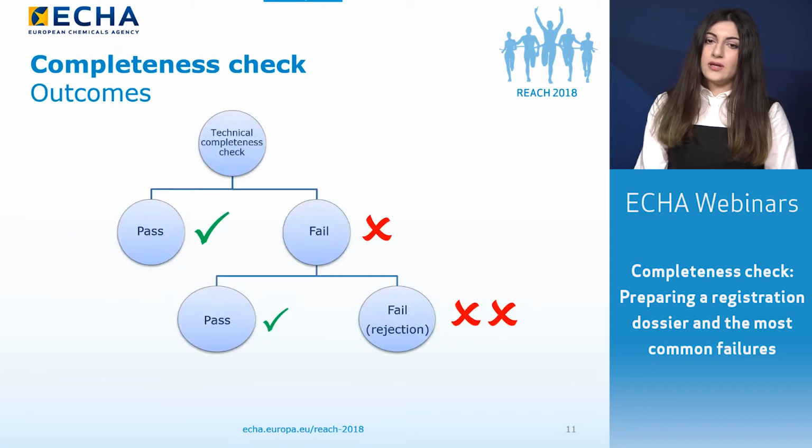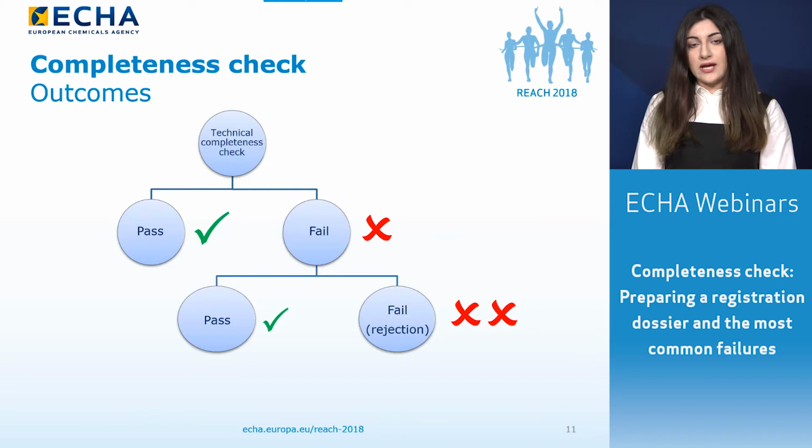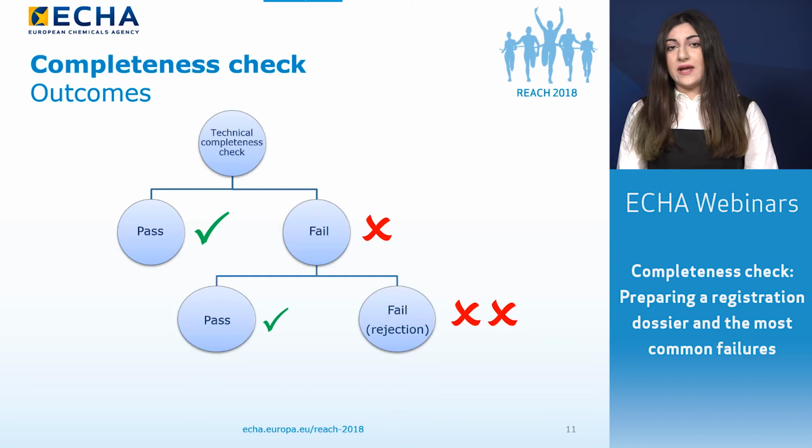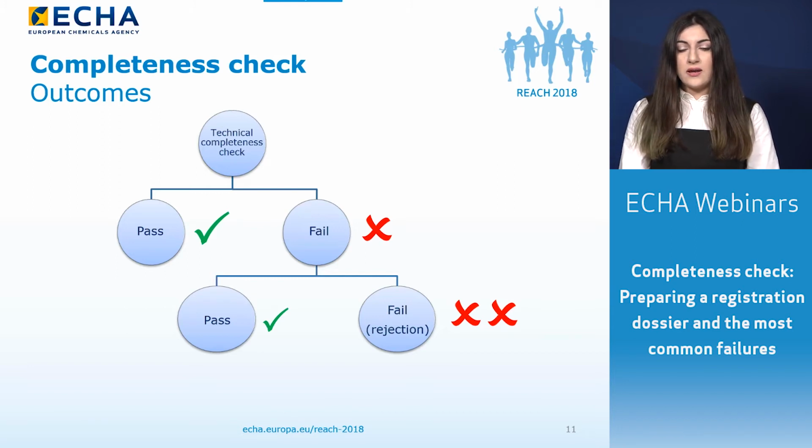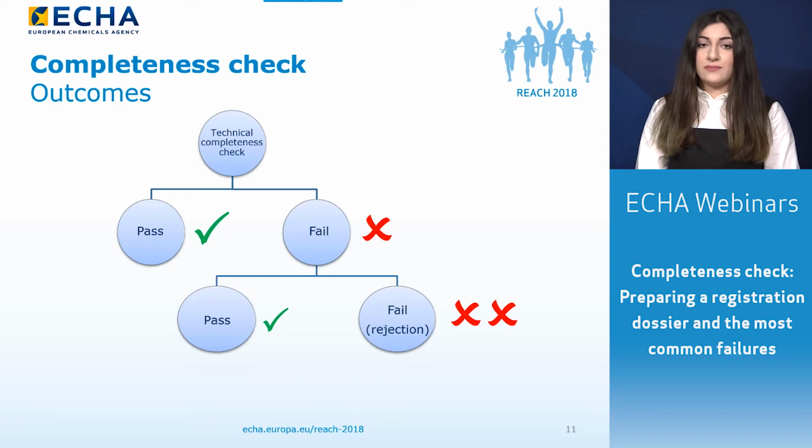Now moving forward, let us have a look at the possible outcomes at the technical completeness check level. Basically, there are two possible scenarios, positive and negative, which is pass and fail respectively. In case you fail the first TCC, then you might get one more possibility to submit your dossier within the same registration. And only after getting the outcome for the second technical completeness check, you will get the overall outcome for your submission dossier.